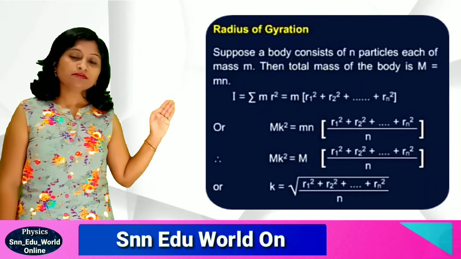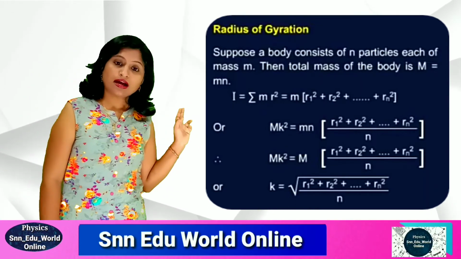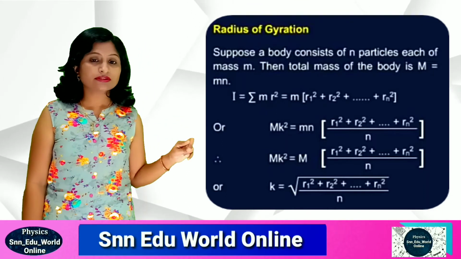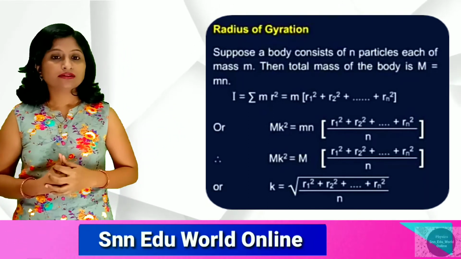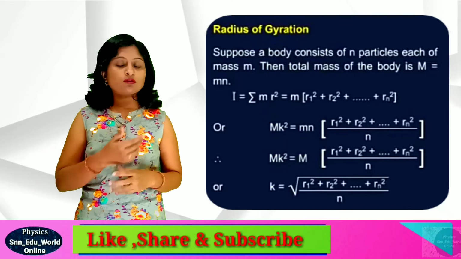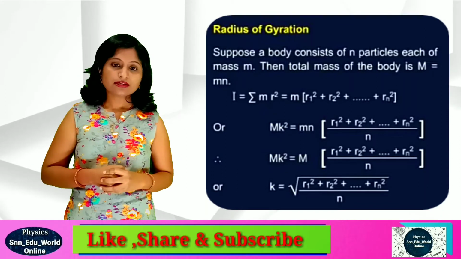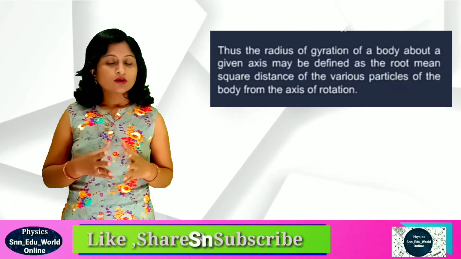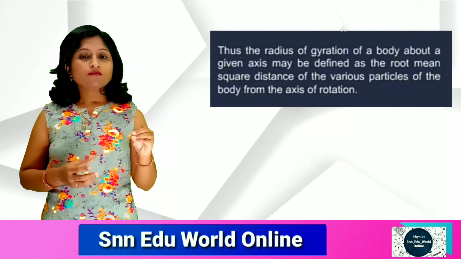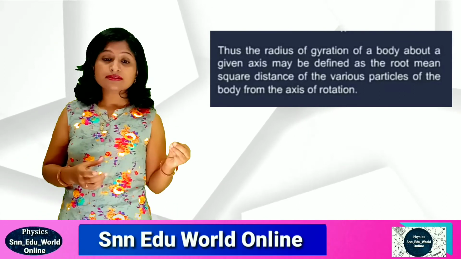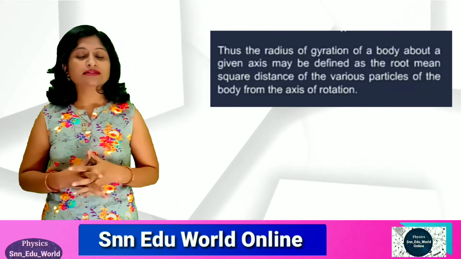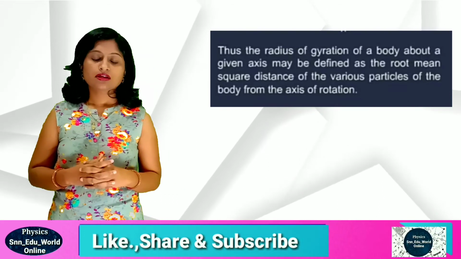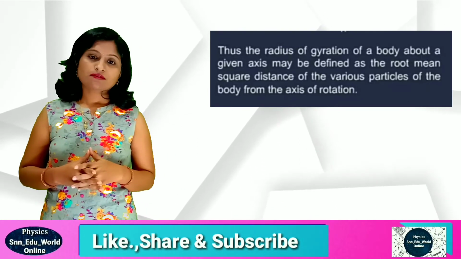And here the capital M on the LHS can be cancelled with the capital M on the RHS. So we get k square is equal to the bracket r1 square plus r2 square up to rn square divided by n, or we can say k is equal to the square root of that RHS. That means radius of gyration can be defined by another method: it is the root mean square of the distances of different particles from the axis of rotation. This is nothing but the radius of gyration.